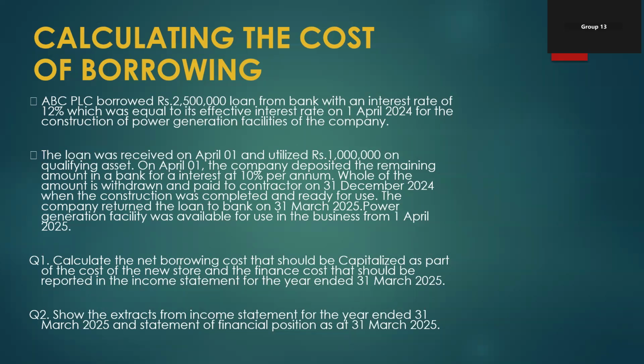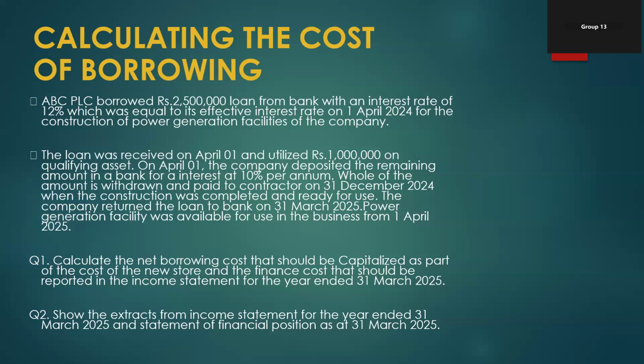Now we can check out how to calculate the cost of borrowing according to LKS 23. Our calculation: ABC PLC borrowed a 25 lakhs loan from a bank with an interest rate of 12%, which was equal to its effective interest rate, on 1st of April 2024 for the construction of power generation facilities of the company. The loan was received on April 1st and 10 lakhs was utilized on a qualified asset.